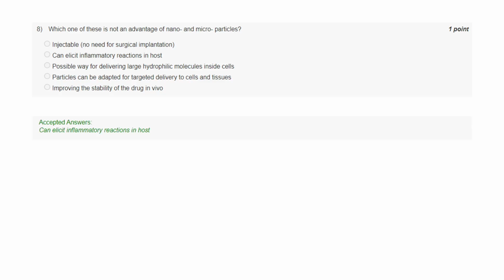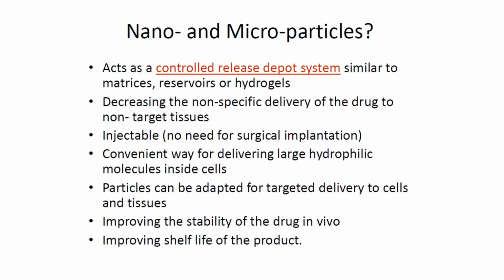Okay, let's see. You're correct. The correct option is can elicit inflammatory reactions in host, which is not actually an advantage. So let's look at the advantages of nano and microparticles. They can act as a controlled release depot system, similar to other systems which we have already seen, such as reservoirs and hydrogels. And they decrease the non-specific delivery of the drug to non-target tissues.